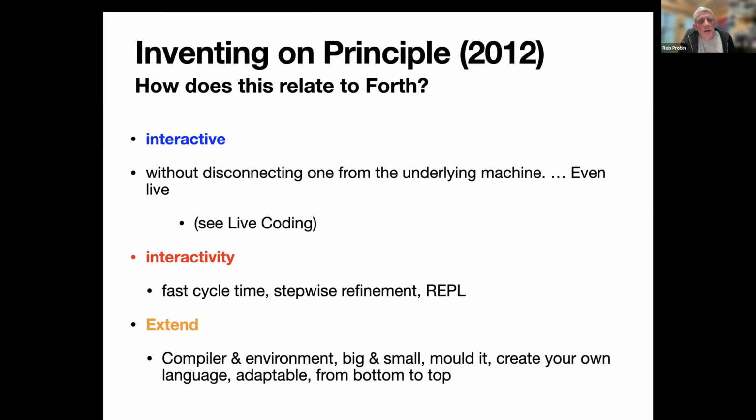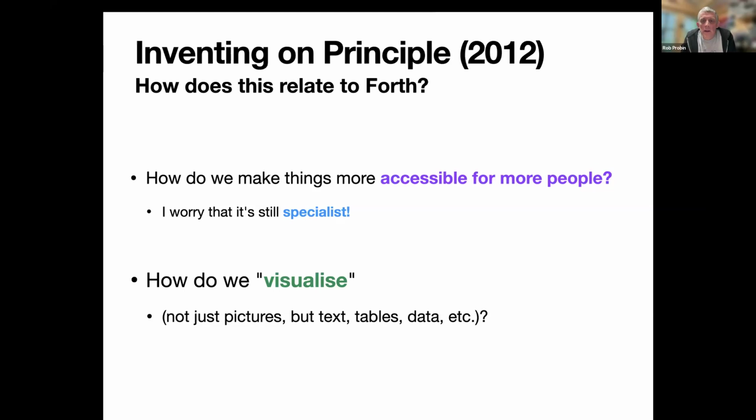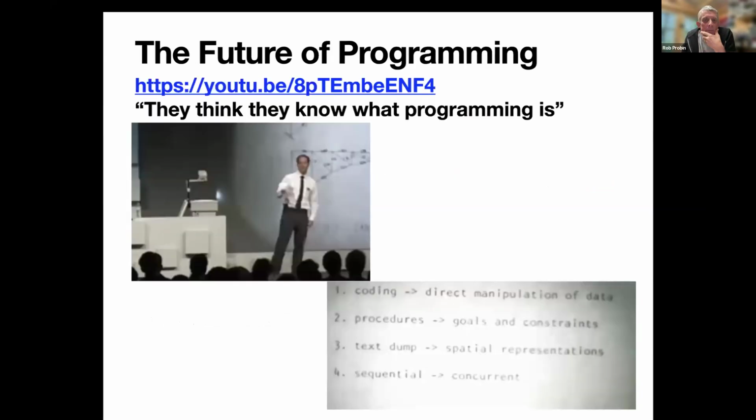in Forth. Interactivity, this whole fast cycle time, stepwise refinement, editing things on the fly, incremental testing, and the whole. I mean, we're seeing a few examples even today of people adapting the environment to small and large targets. That sort of flexibility. These are the sort of parallels I see. So it's also, how do we make these things more accessible, and how do we visualize this stuff? And I'll come back to that maybe in a minute.